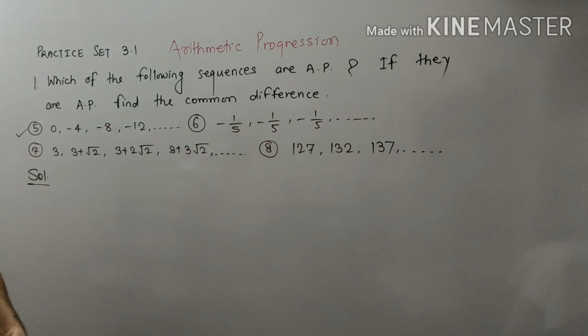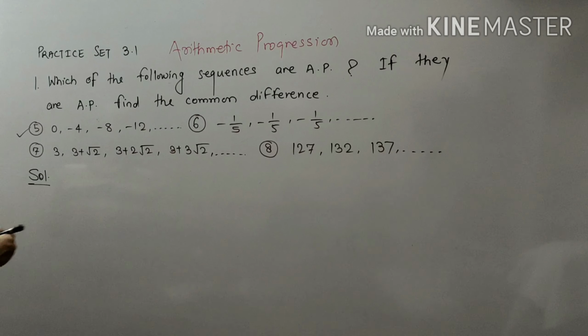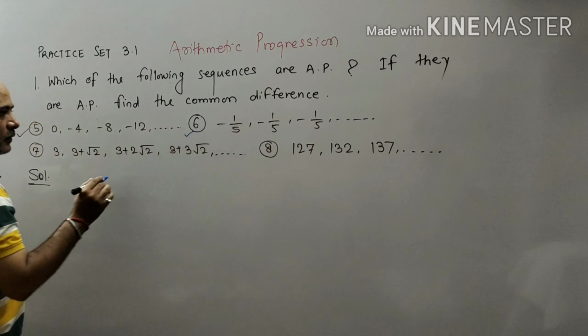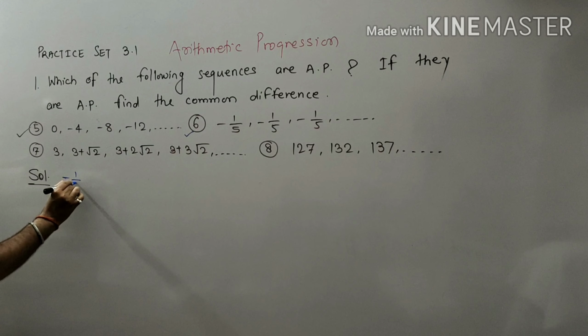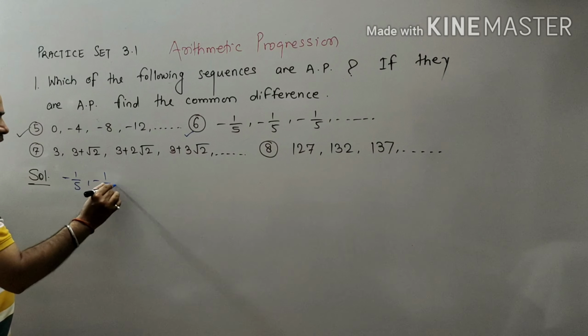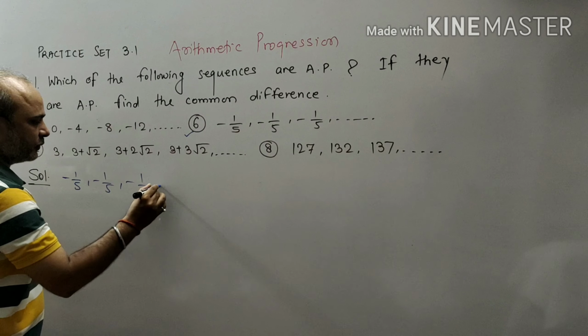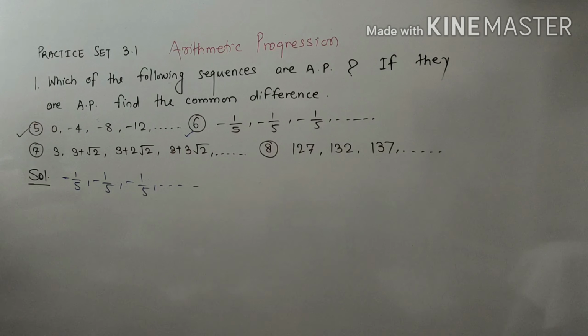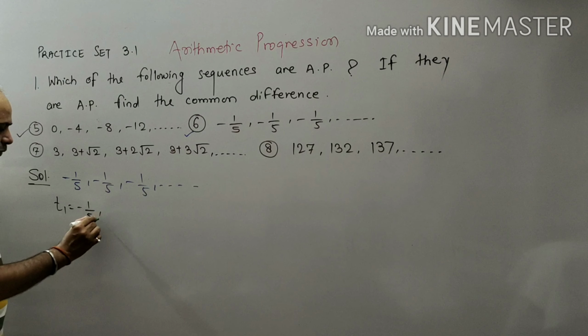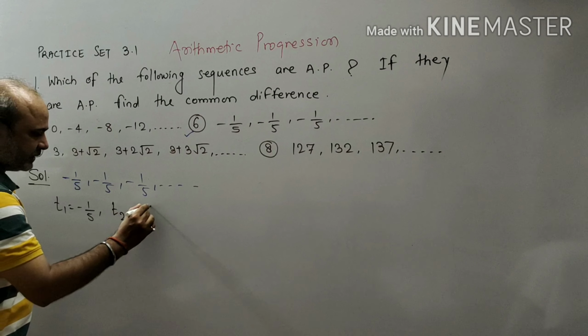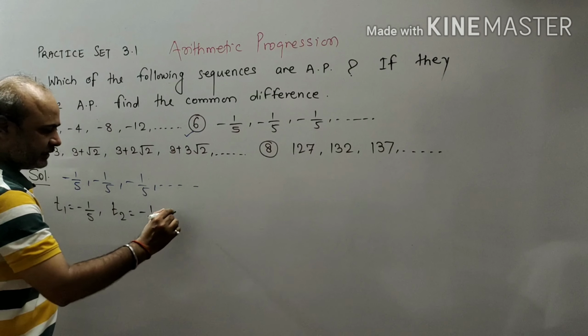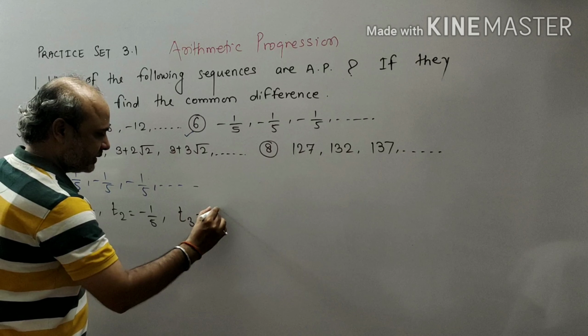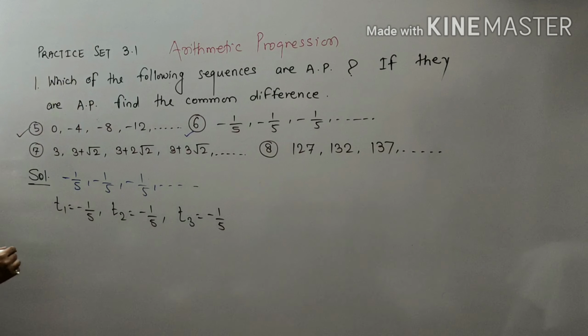Now the next question is the sixth one: minus 1 upon 5, minus 1 upon 5, minus 1 upon 5 and so on. Here, student, what is T1? T1 is minus 1 upon 5. What is T2? T2 is minus 1 upon 5. What is T3? T3 is minus 1 upon 5.